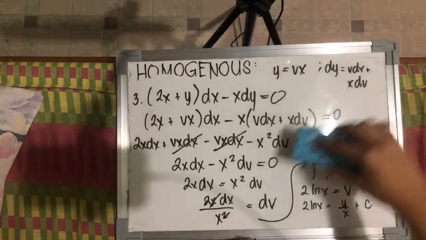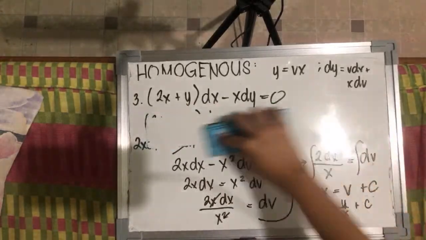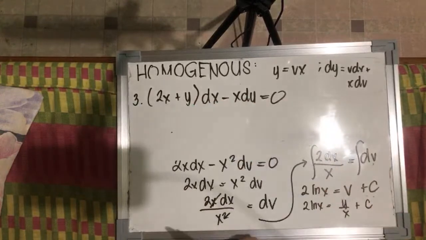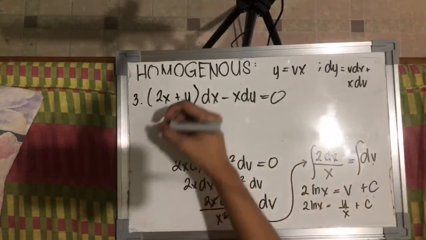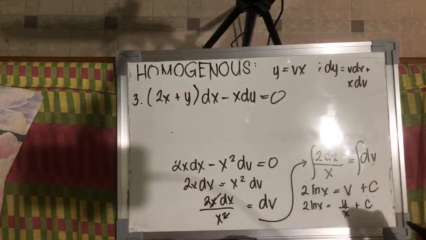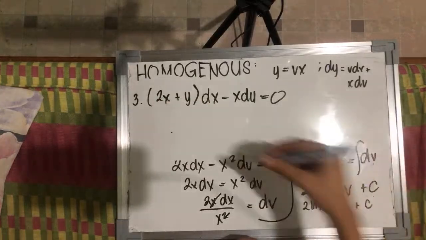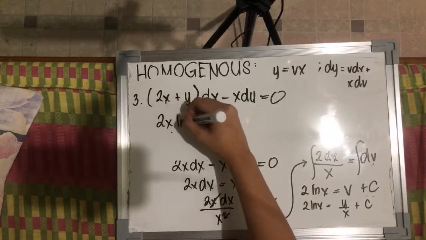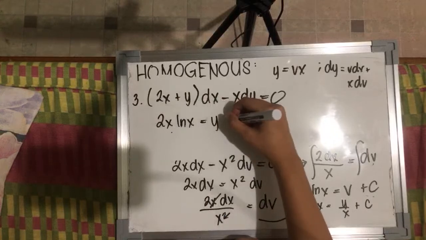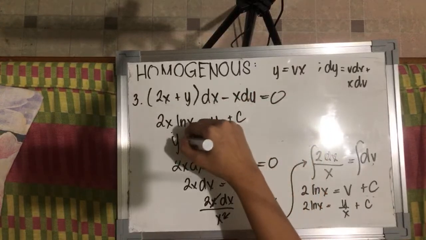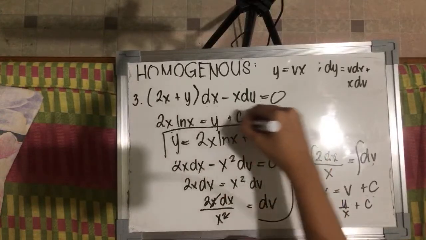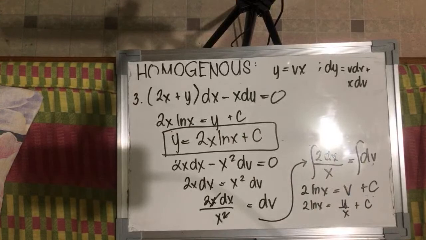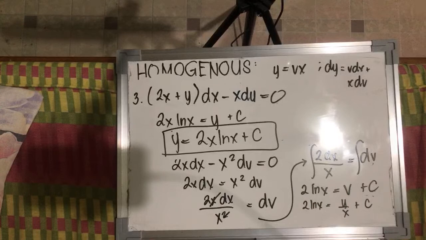So, para ma-simplify pa to, cross multiply. So, magiging 2x ln of x is equal to y plus c. So, y is equal to 2x ln of x plus c. Yun.